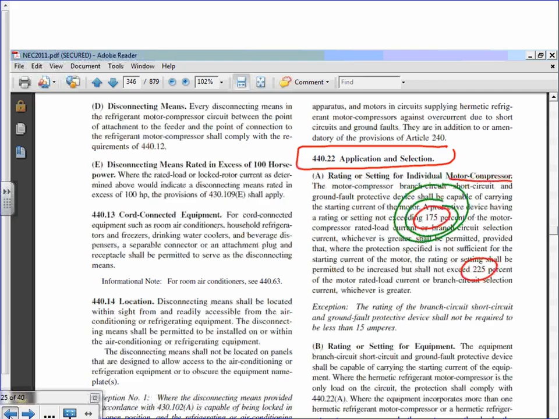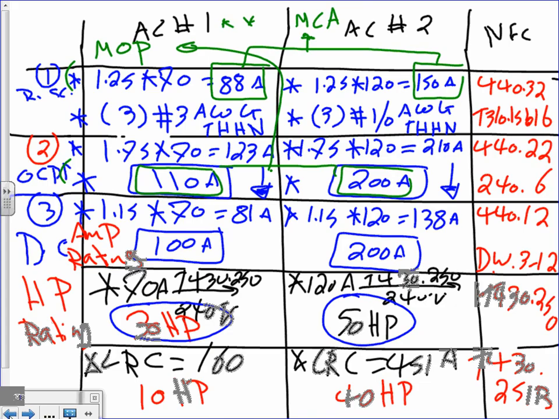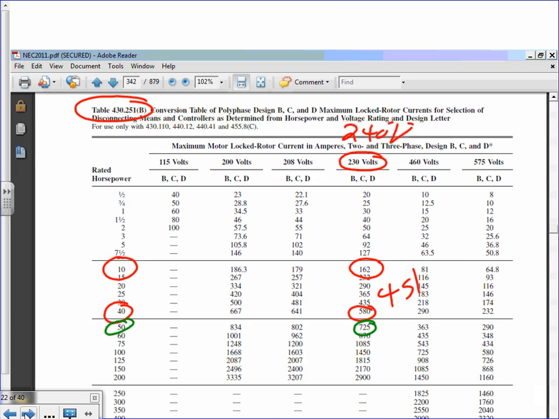If I was sizing the horsepower for the branch circuit, remember how we size the branch circuit based on the 70 full load amp and based on the locked rotor current for only one motor. Why? Because that one is just disconnecting one motor. Makes sense. That's what I'm saying, 70 and 160 for the branch circuit. 120 full load amp and 451 is for the branch circuit for the second one.